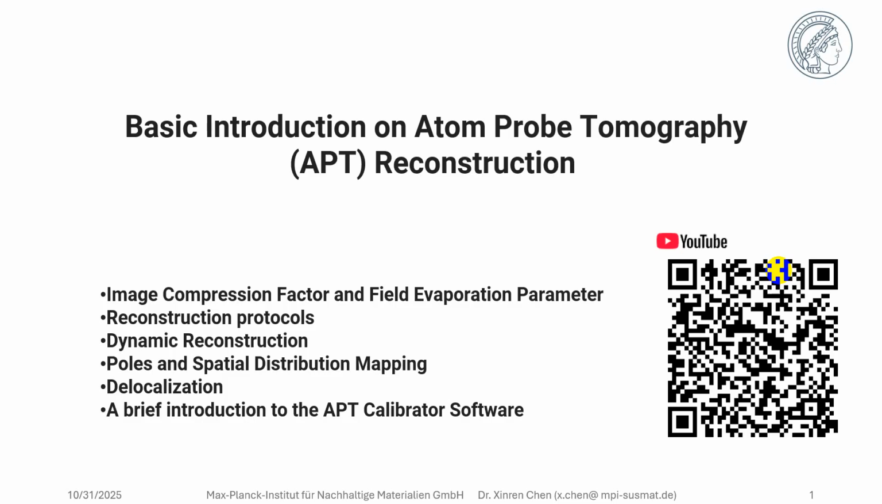So today I'm going to show some details. There are so many parameters that we need to use during the reconstruction, for example, image compression factor, field evaporation parameter, reconstruction protocols, dynamic reconstruction, pulse and spatial distribution map, and delocalization parameters. For this, I have put it into the video here, and because of the time limit, we are not going to review the details of these concepts.